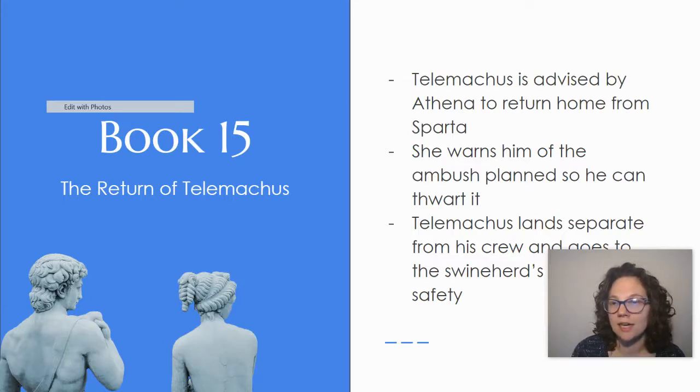What Telemachus does is he lands in a totally different area of the island and lets his crew go on to the city without him. So when the crew lands, the suitors don't see Telemachus and they are really upset that he thwarted them. They can't ambush him. So Telemachus instead goes to the safety of the swineherd's hut where his father happens to be. And this is where we actually get the reuniting of the father and the son.